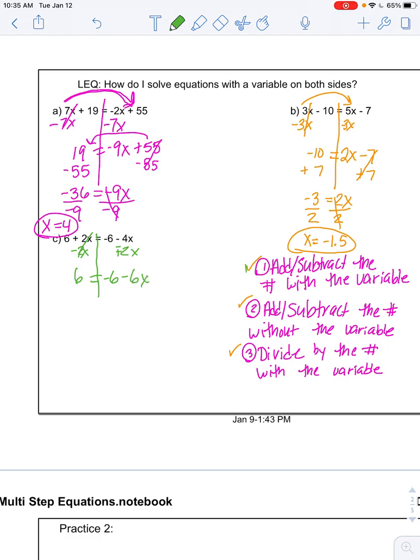Okay, so we did that. So then we're going to add or subtract the number without the variable. So that is negative 6. I'm going to add 6 to both sides. And I end up with 12 equals negative 6x. And then I can divide by the number with the variable, divide by negative 6, divide by negative 6. So x equals negative 2.